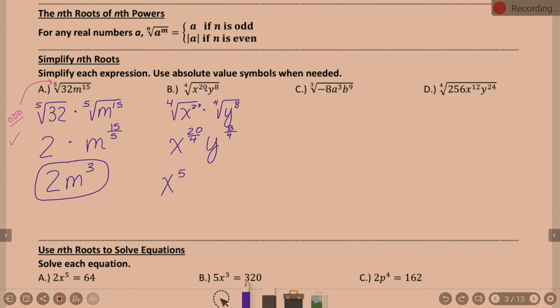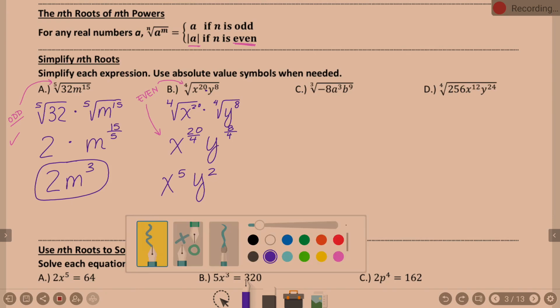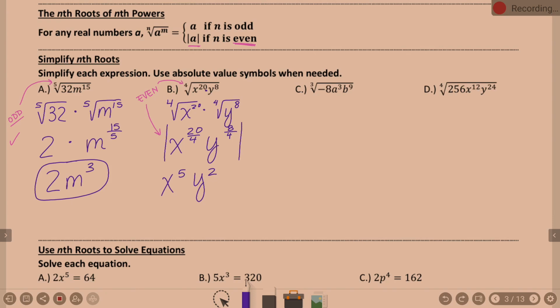x^5 and y^2. Now, I kind of got sidetracked in there and forgot to mention something. So we've got to go back and talk about it now. So you just drop the multiplication sign. Yeah, you don't have to have the multiplication sign. What type of root was this? Even. This is an even root. Because it's an even root, right here, if it's even, we have to consider absolute value. So what we have to do here is put absolute value around this problem.